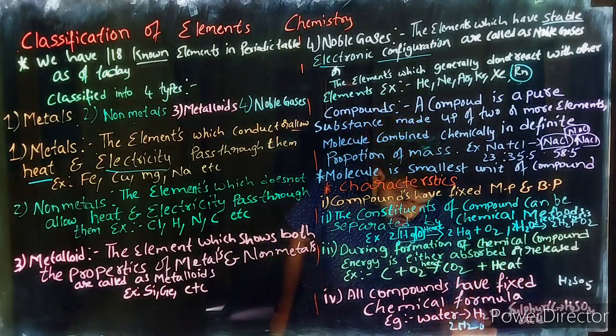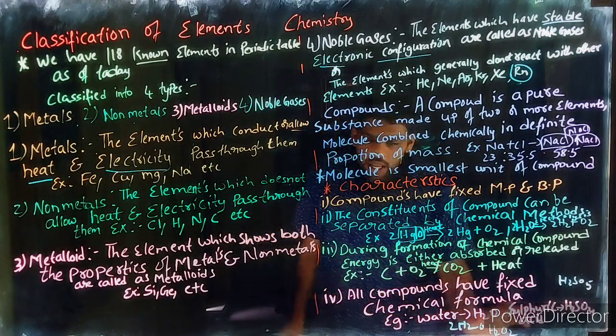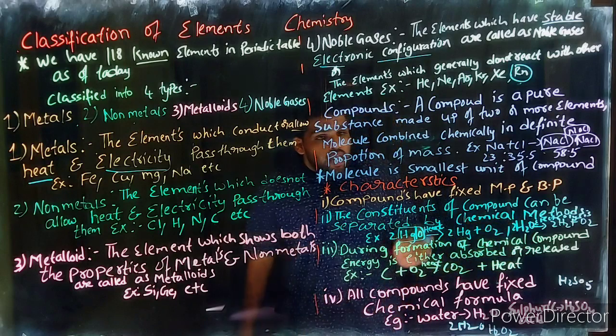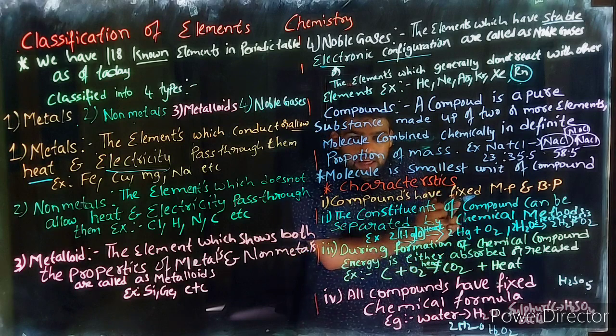Even in the case of H2O, if I add just one more oxygen, it is hydrogen peroxide. The compound name changed, the combination changed, everything changed. So every particular compound has its name and a fixed chemical formula.